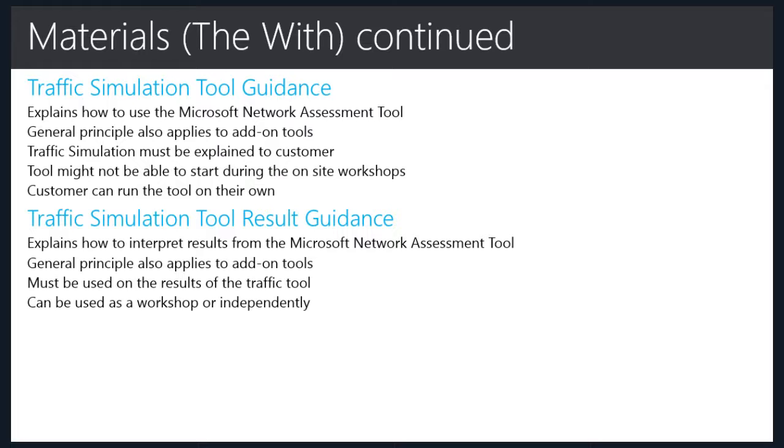The final piece of material is the traffic simulation tool result guidance. This is a workshop that explains how to interpret the tool results. Once again, who this applies to depends on who's running the traffic assessment and who's interpreting the results. If your customer is doing this, make sure to run this with the customer. If you're the one running this and the customer isn't, this might not be delivered to the customer themselves. It must be used on the results of the traffic tool, and it can be used as a workshop or just independently.